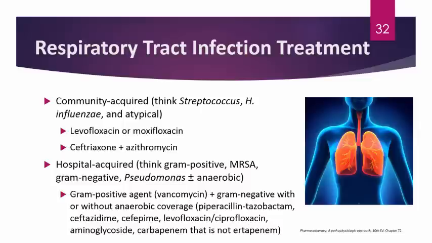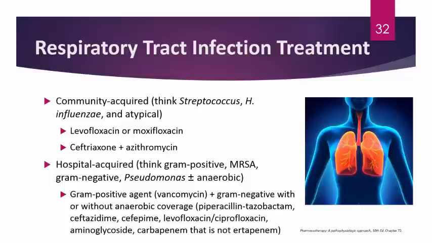So with respiratory tract infection treatment, for community-acquired infections or CAP, you want to think about Streptococcus, H. flu, and atypical coverage. And this can be done with either Levaquin or levofloxacin, moxifloxacin, or a combination of ceftriaxone plus azithromycin. So remember, you always have to have your atypical coverage with community-acquired pneumonia.